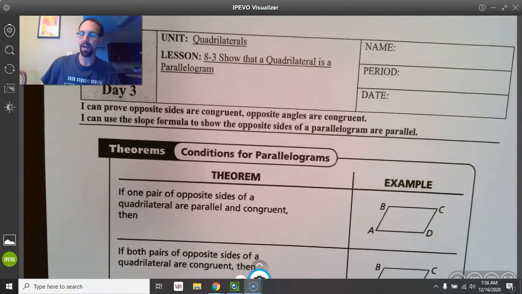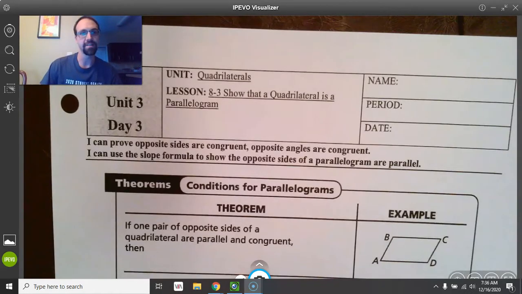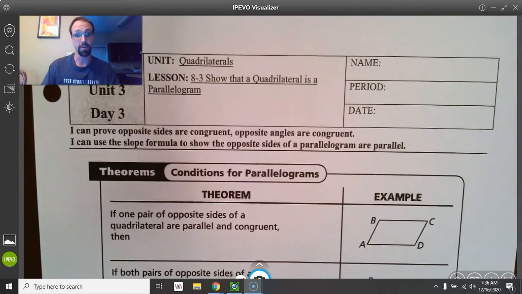Today we're going to be talking about conditions for parallelograms. One of the things that we can use is some of the theorems listed here to determine whether or not a quadrilateral is a parallelogram. So there are certain requirements that have to take place for a quadrilateral to actually be a parallelogram. Let's jump in to find out more.